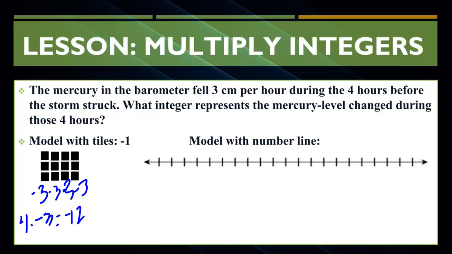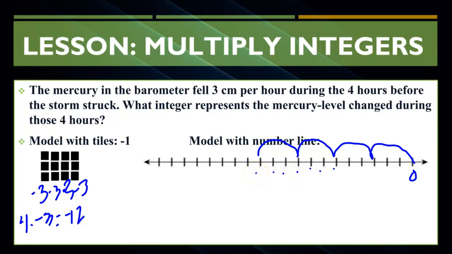If you did it on a number line, let's just say this is 0. There's 1 group of -3. Actually, that's at 0. This would be 1, 2, 3. 1, 2, 3. 1, 2, 3. And one more group, 1, 2, 3. So -1, -2, -3, -4, -5, -6, -7, -8, -9, -10, -11, -12.